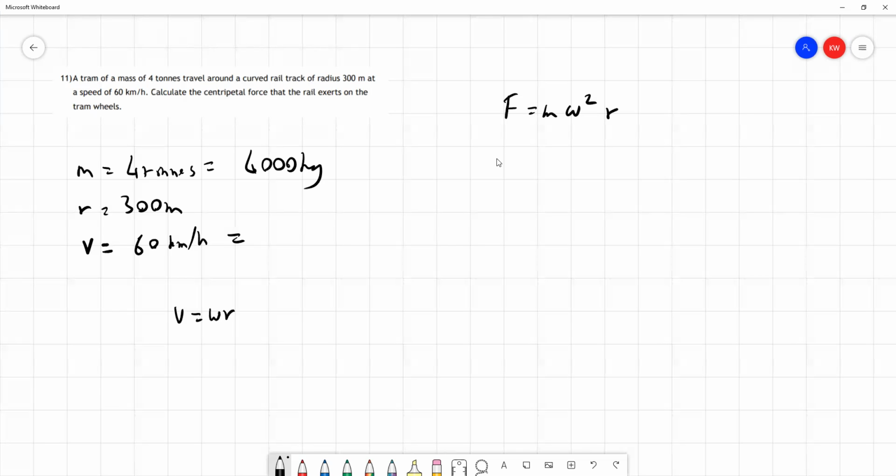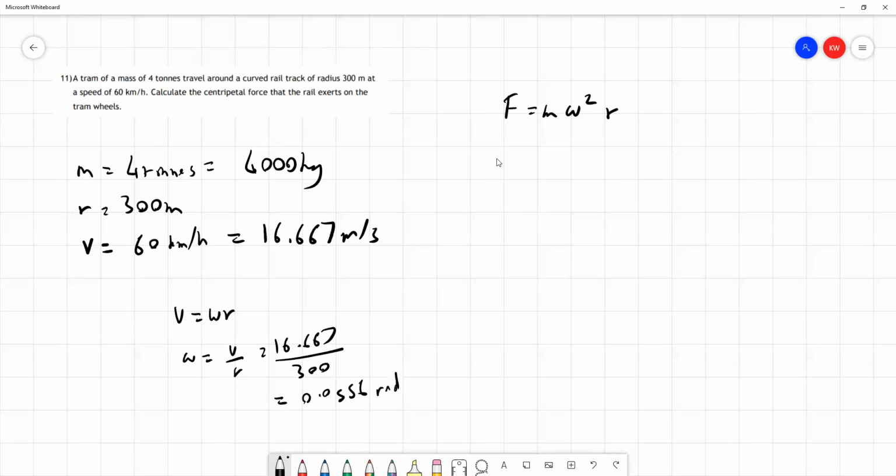And this leaves us with 16.667, 3 decimal places, meters per second. Using our bridging equation between the two quantities, we can find that omega is equal to V over r, which is equal to 16.667 divided by 300. And I'm going to use the exact calculator value for V there and divide that by 300. And this gives us a value of 0.0556. Again, that's in radians per second.